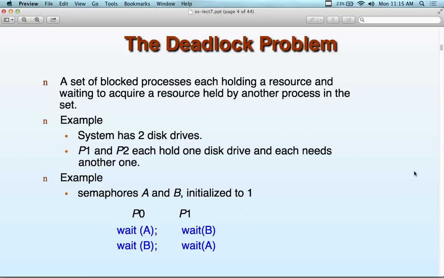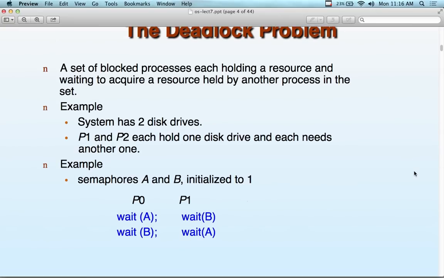Here's an example with semaphores A and B initialized to 1, and we have wait A, wait B, wait A, wait B, wait A. They're waiting. If they're waiting, they're deadlocked. That doesn't necessarily mean the process isn't running. It has what's called a busy wait. The process is busy checking to see if it can run, and it's not performing any work. It's not getting closer to completing its work because it might be deadlocked, busy waiting.